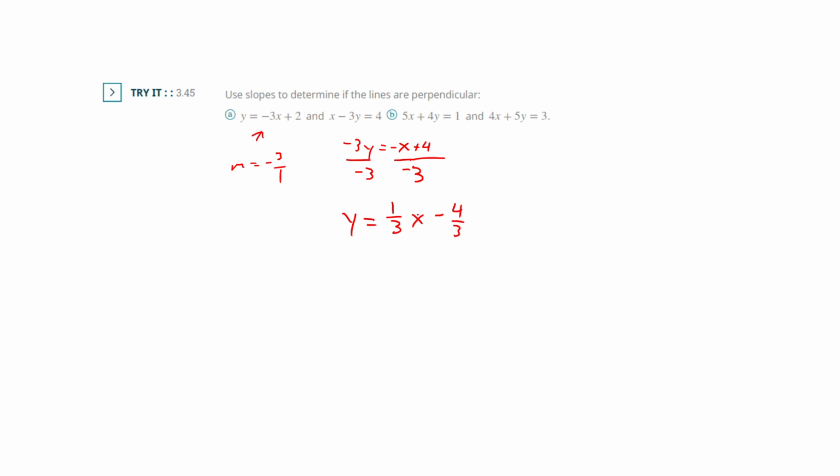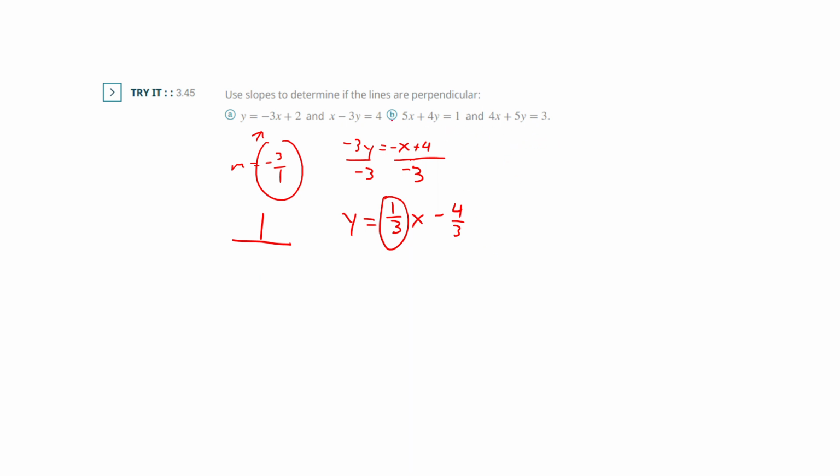Now look at these slopes. This was negative 3 over 1. This is 1/3. So they're turned upside down. They're reciprocals, and the sign has changed. These are, that's the fancy symbol for perpendicular. Let's try the other one here.